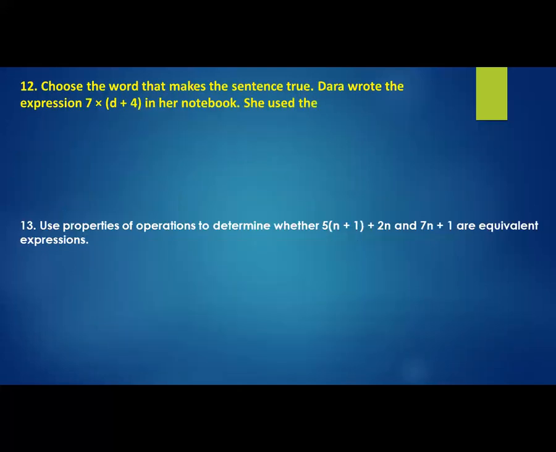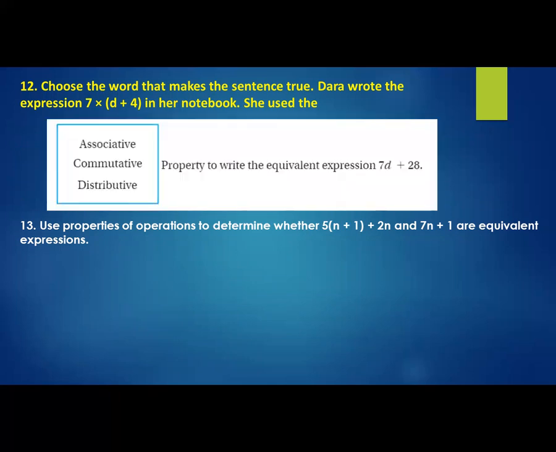Choose the word that makes the sentence true. Dara wrote the expression 7 times (d plus 4) in her notebook. She used which property? She used the distributive property to write the expression as 7d plus 28, because 7 is outside the bracket. You can multiply 7 with d and again 7 with 4. So 7d plus 28 using the distributive property.